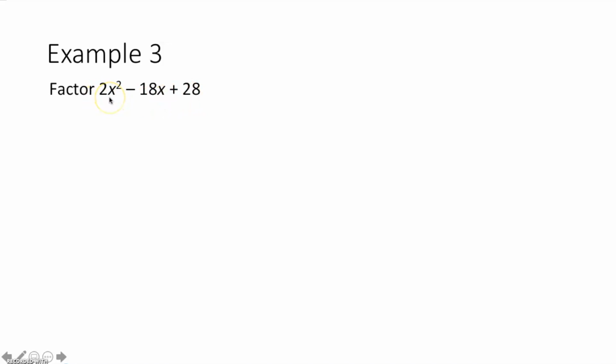So this divided by 2 is going to be just x squared. This divided by 2 is negative 9. This divided by 2 is 14. Cool. I have factored out the GCF. Now I have this in here, which I can factor using my magic x.